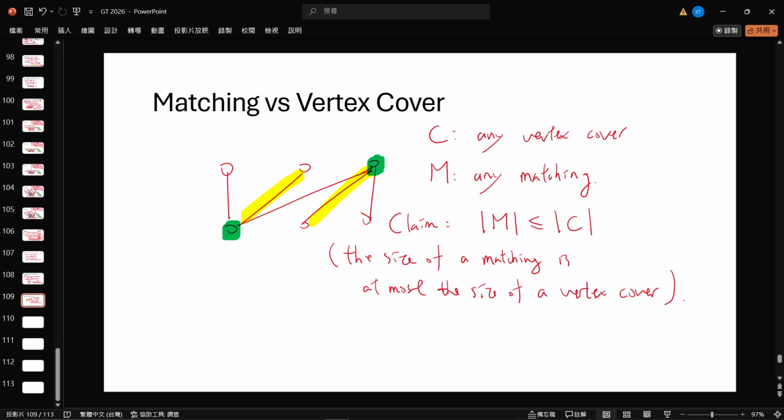Okay, so the proof is not difficult. It takes just 1 or 2 lines.